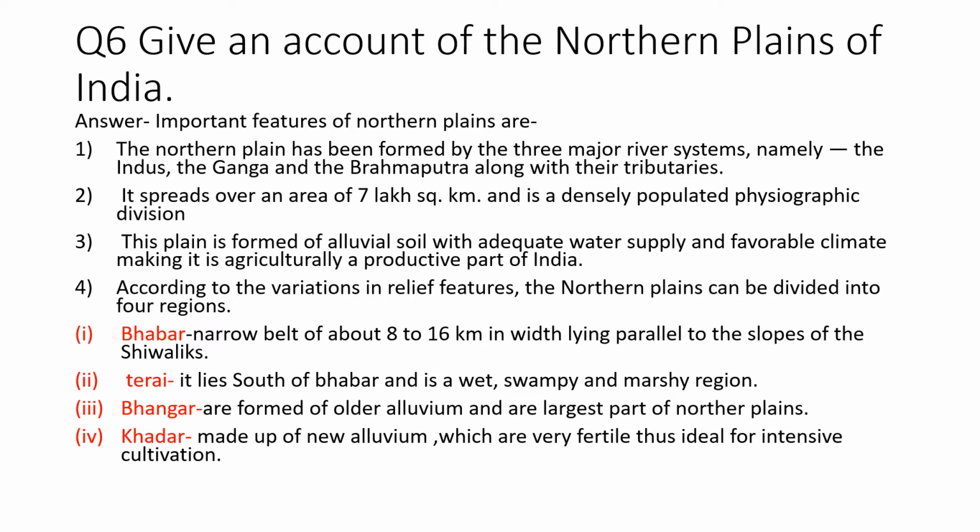So Bhabar is a narrow belt of about 8 to 16 km in width lying parallel to the slopes of the Shivaliks, while Tarai lies south of Bhabar and is a wet, swampy and marshy region. Banjar is formed of older alluvium and is the largest part of the northern plains, while Khadar is made up of new alluvium which is very fertile, thus ideal for intensive cultivation.